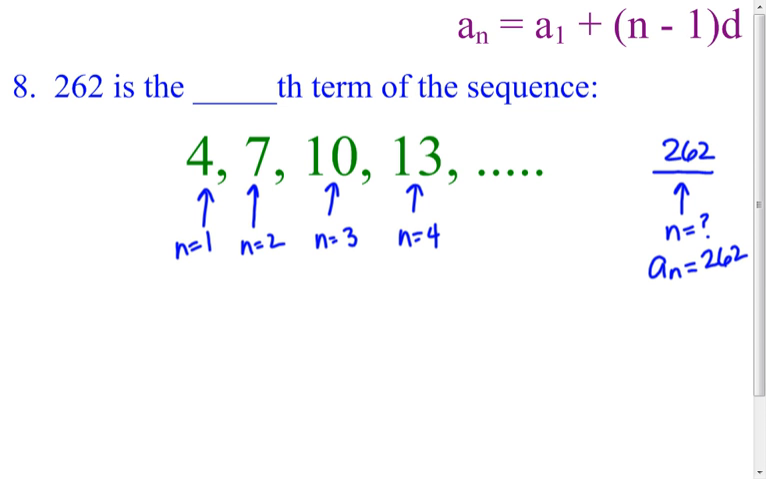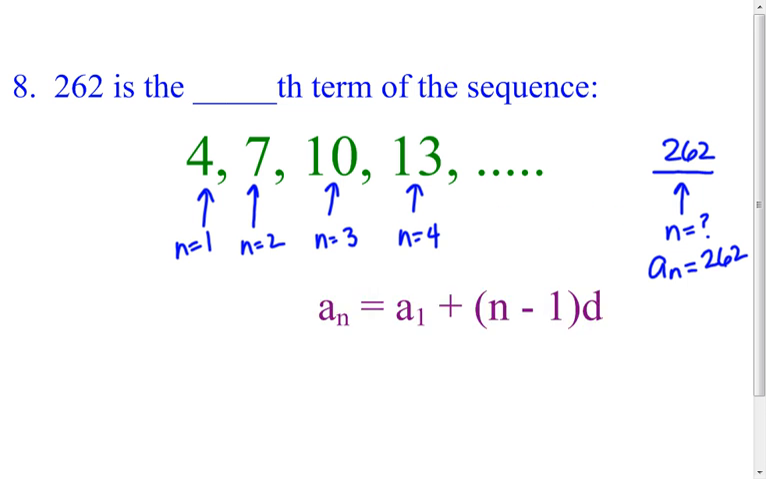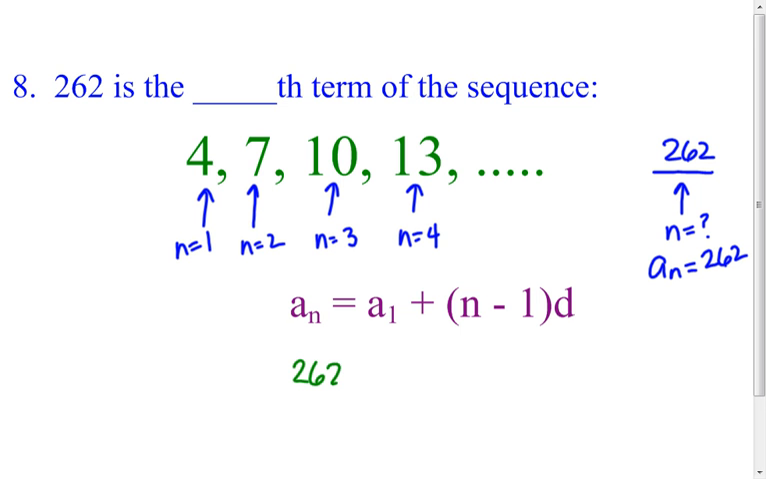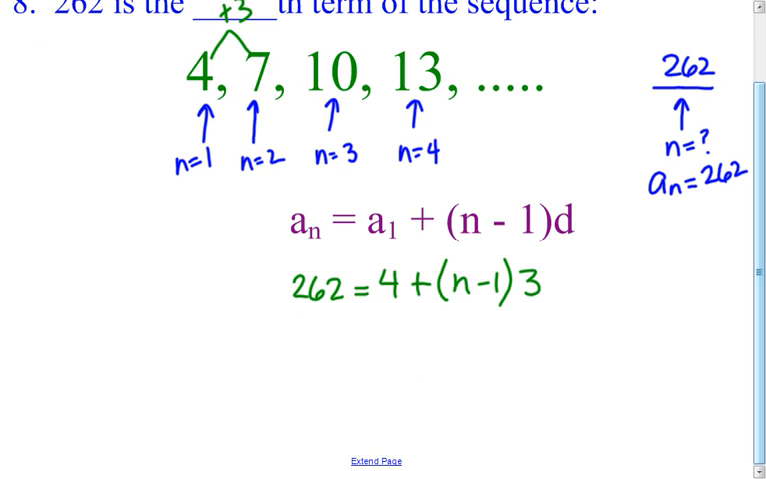So I am going to go up to this formula right here, and I'm going to plug in what I know. I know that I've got the sequence where 262 is plugged into a certain spot. So I'm going to call that a_n. My first term is 4. I don't know what n is. That's what I'm trying to solve for. My common difference, to get from 4 to 7 and from 7 to 10 and all of that good stuff, I will add 3. So now I just need to solve.